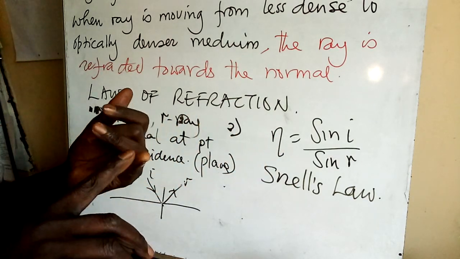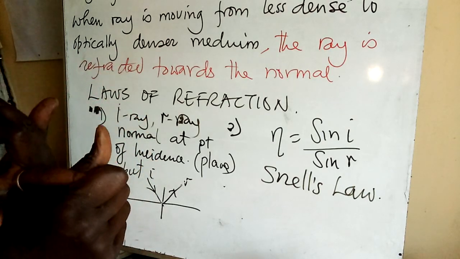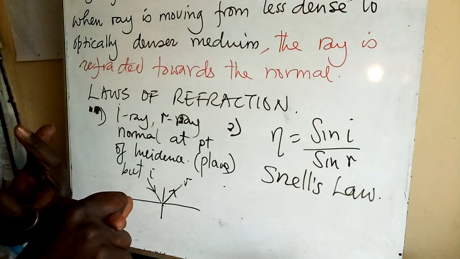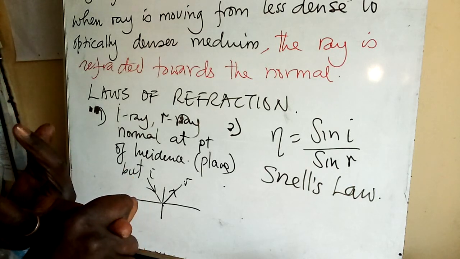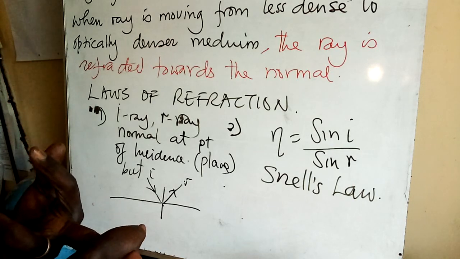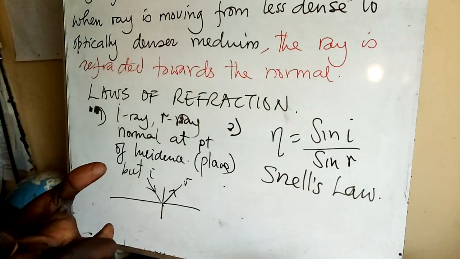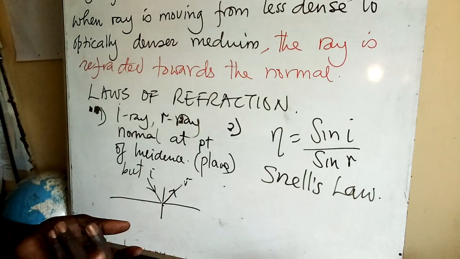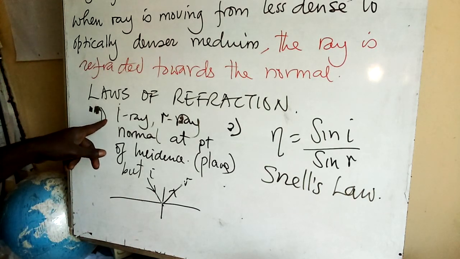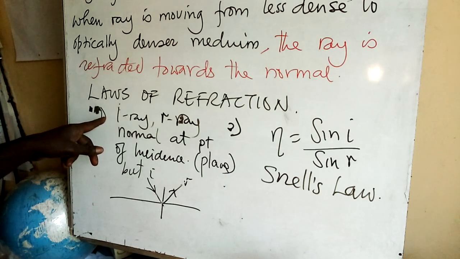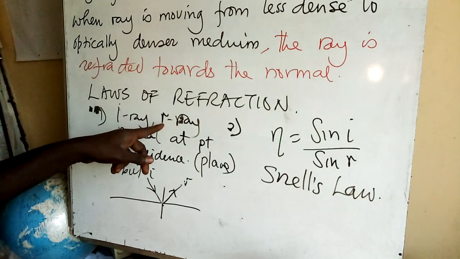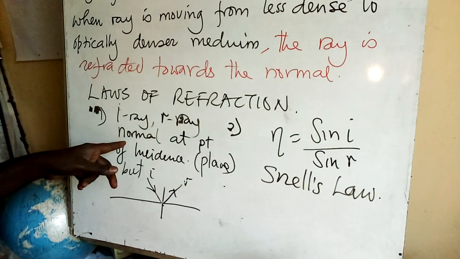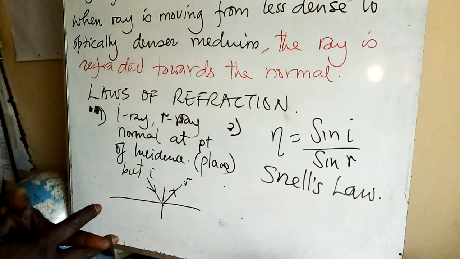In this lesson, you need to know what is a normal line, what is the incident ray and incident angle, what is the refracted ray and refracted angle. You need to know the laws of refraction. There are two. One deals with the incident ray and refracted ray at the point of incidence. When we have the normal, they lie on the same plane.